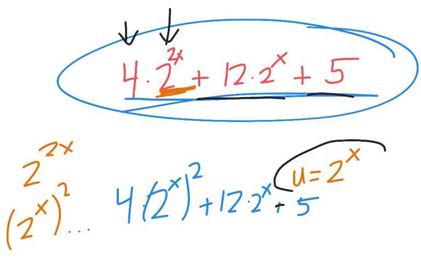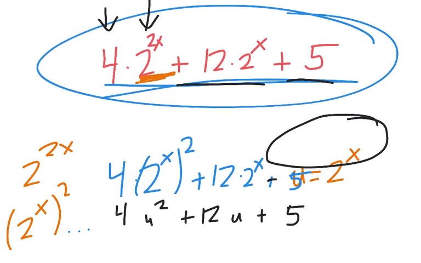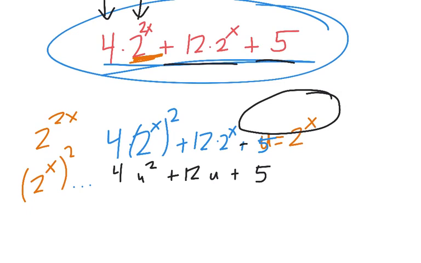And then we would use this u substitution, which means everywhere I see 2 raised to the x, I'm going to substitute in a u. So this becomes 4 times u squared plus 12 times u plus 5. And then we have to factor this. So for me, this is an a times c problem. So 4 times 5 is 20. What multiplies to be 20 but combined is 12? That's going to be 10 times 2.